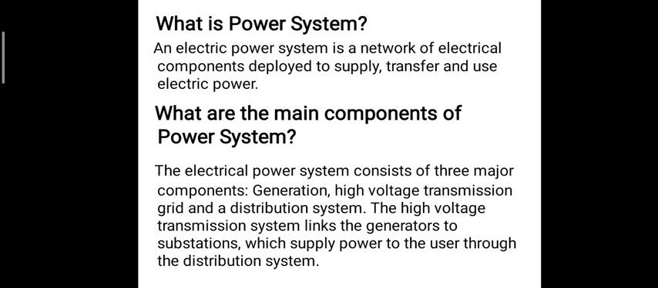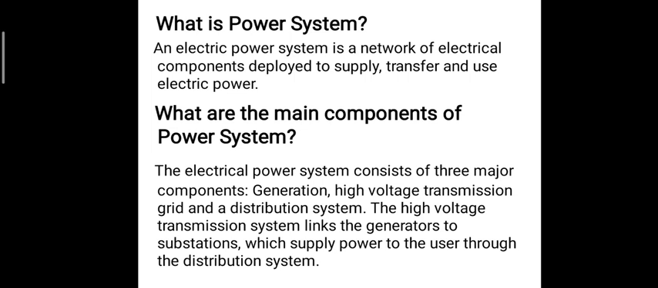So this can be studied in detail in your last semester, in Electrical Distribution System. The high voltage transmission system links the generators to substations, which supply power to the users through the distribution system. So PS1 is generation, PS2 is transmission, and finally distribution, that is Electrical Distribution System. So this is all called a power system. Now, what is power system operation and control? Our subject is power system operation and control.